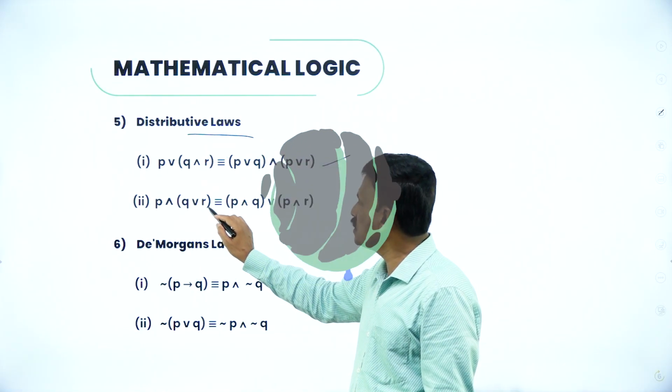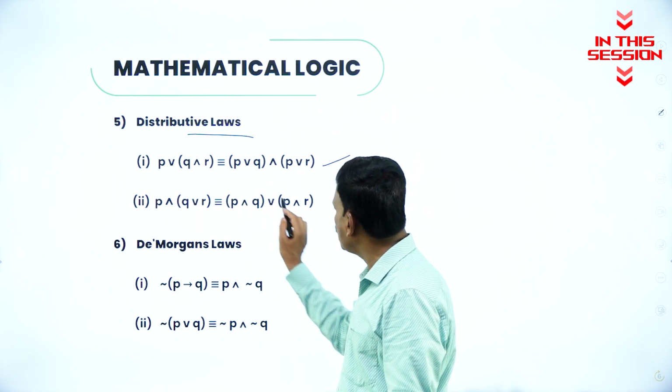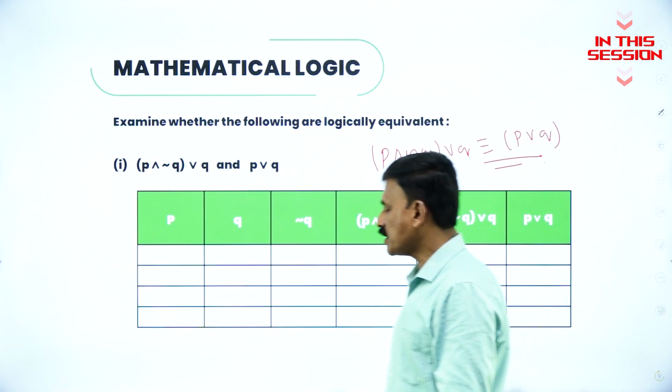P conjunction (Q disjunction R) is logically equivalent to (P conjunction Q) disjunction (P conjunction R). So these are called distributive laws, very important. Now write down the truth values.